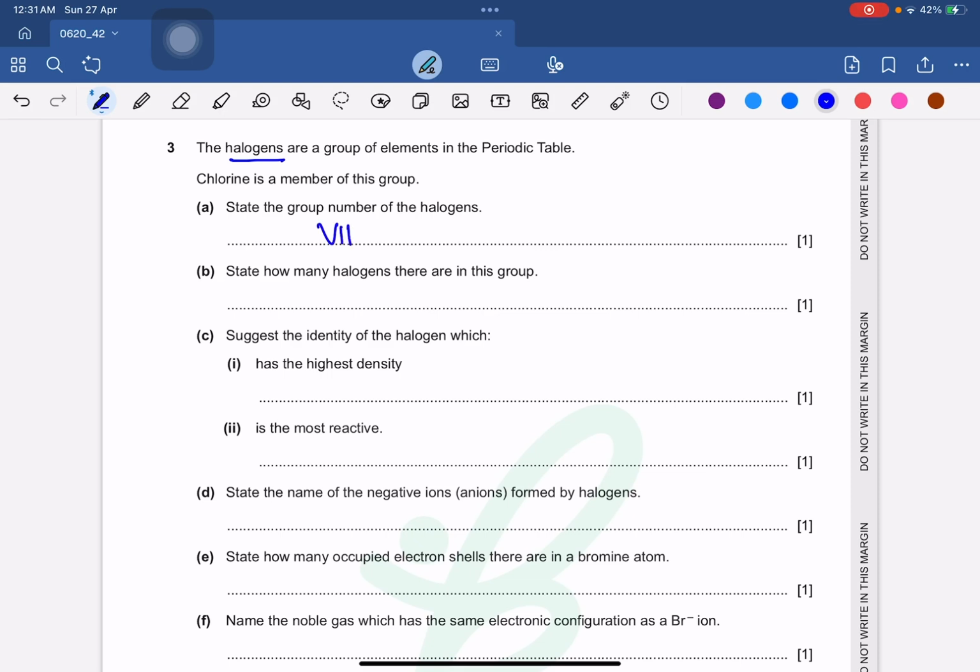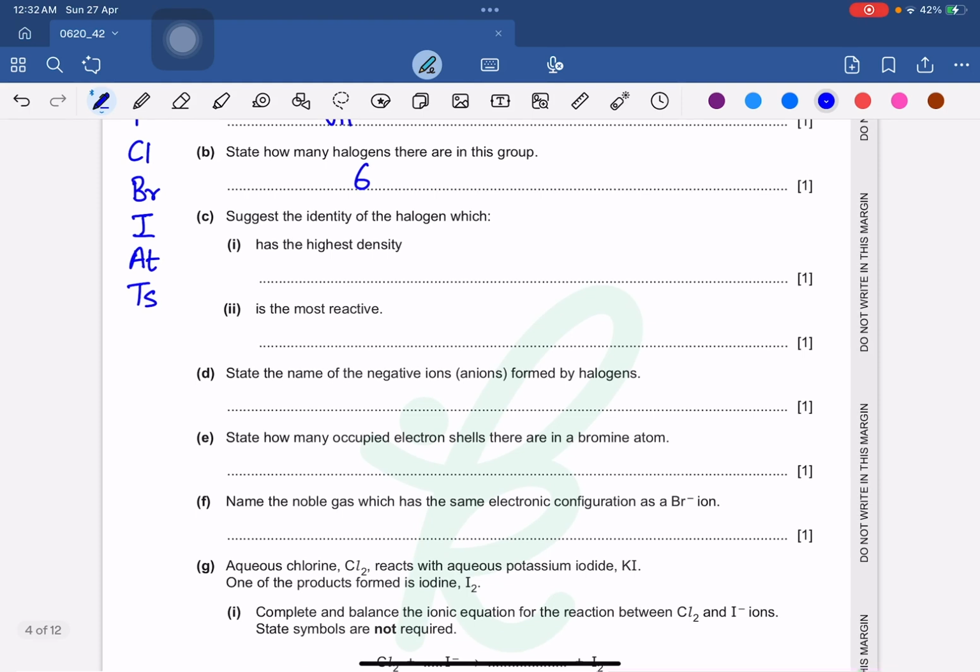Next question. State how many halogens are there in this group. So let us list down the halogens in the group 7, which is fluorine, chlorine, bromine, iodine, astatine and tennessine. So there are total 6 halogens in group 7. Let us move on to the next question.